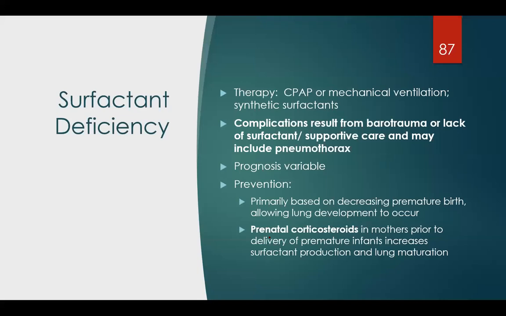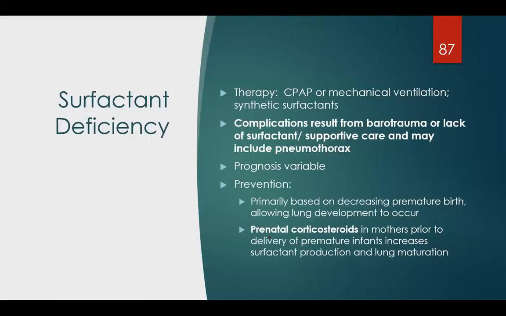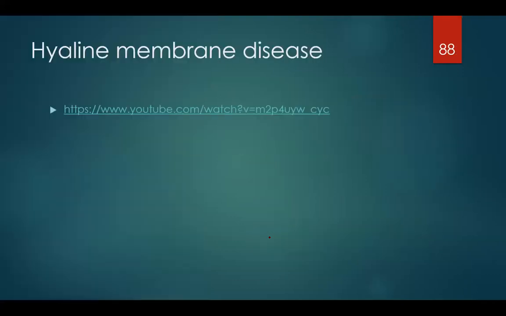Supportive care may include pneumothorax, may result in a pneumothorax. Prognosis is variable. Prenatal corticosteroids are the best for women that we think may be getting ready to give birth to a premature infant. That's going to rapidly increase their production of surfactant.